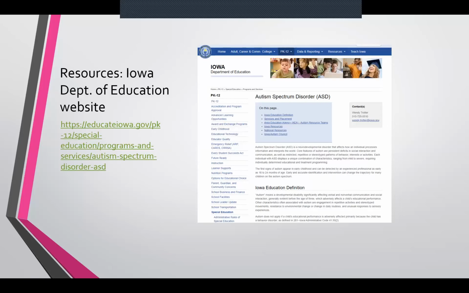Now I'm going to start talking about some resources. And again, these are going to be pretty Iowa specific. First of all, our Department of Education has a very nice page on autism spectrum disorder. So I would encourage you to take a look at that. There's a lot of information about definitions and services and who to connect with at the AEAs that you can all get off of this page.